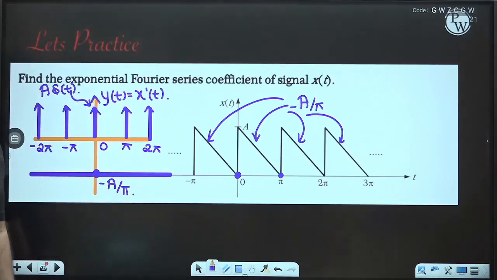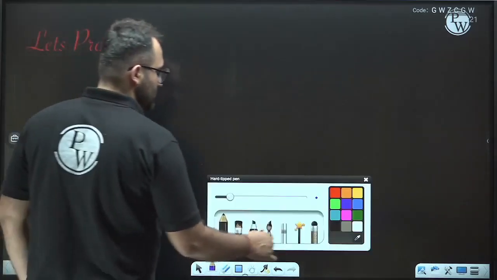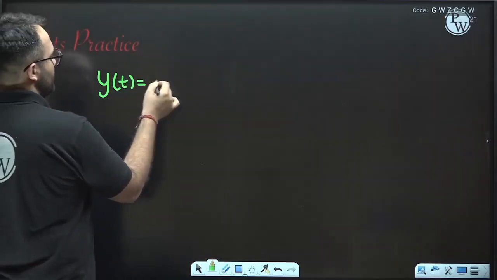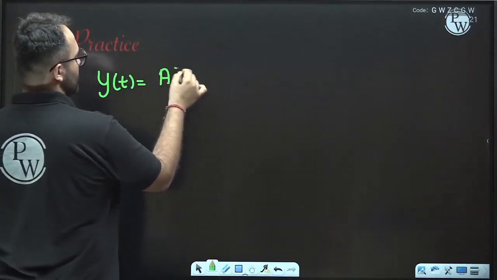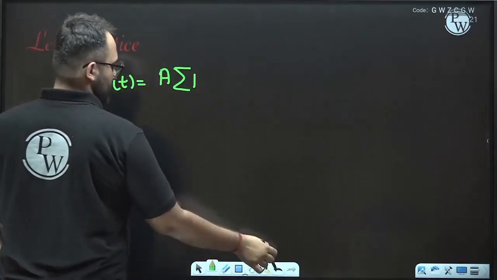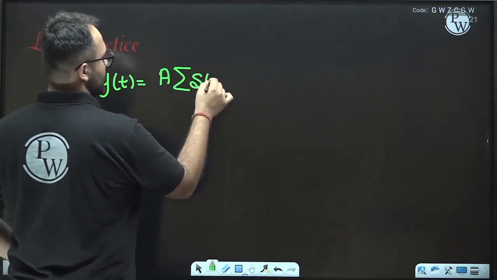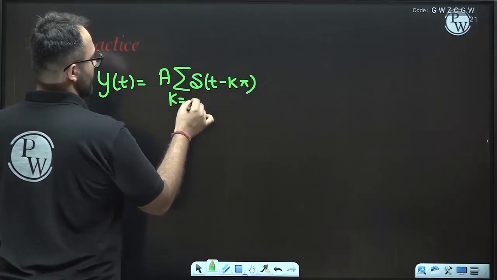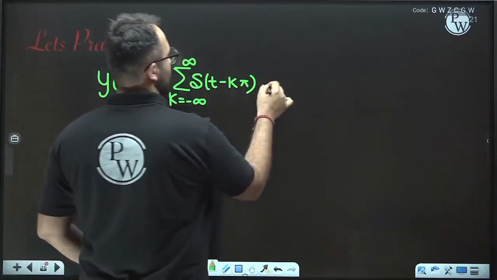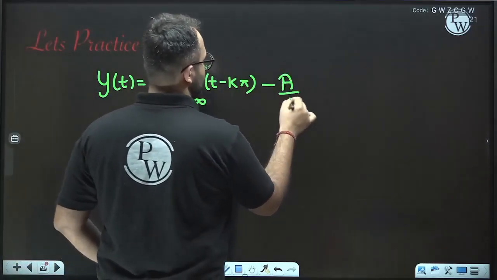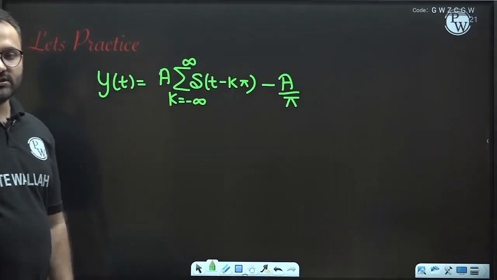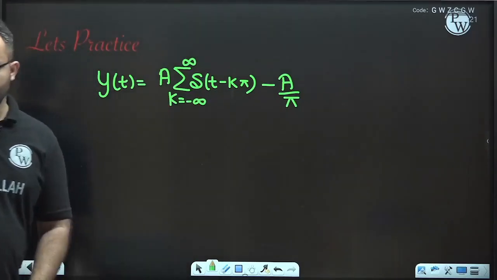Minus a by pi, a constant term will also be there. So we can see that the differentiation of yt will have an impulse train, and each impulse will be of height minus a by pi. Okay, there will be a constant term also there.